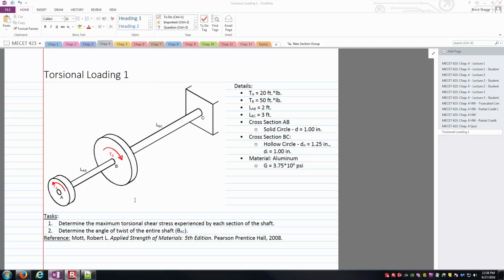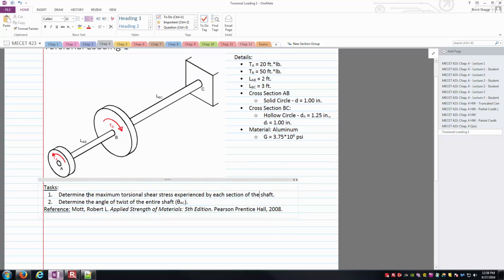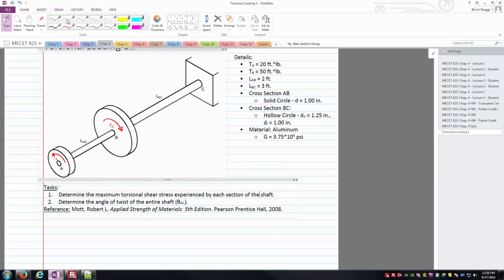In the next video, we'll talk about the actual deformations of the shaft. If I'm on A and I'm looking back to C, I'm rotating. Am I rotating clockwise or counterclockwise, and how much? With that being said, let's go ahead and hop right into our discussion.